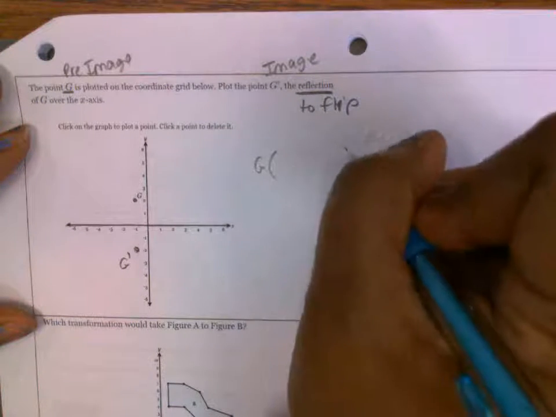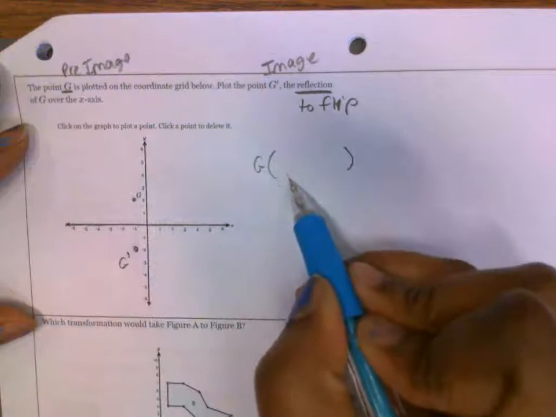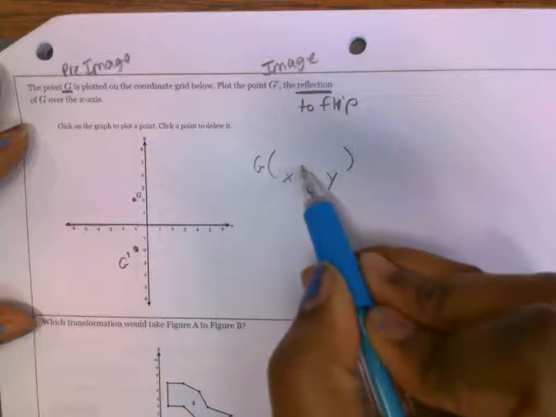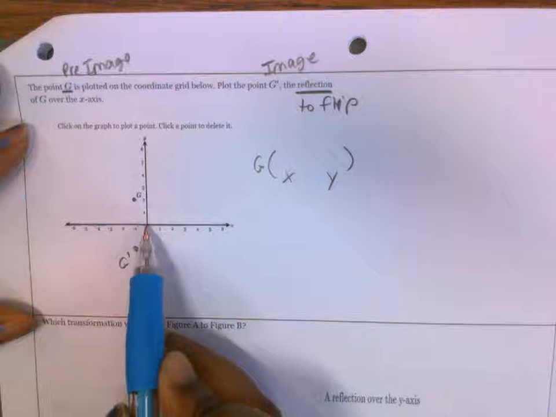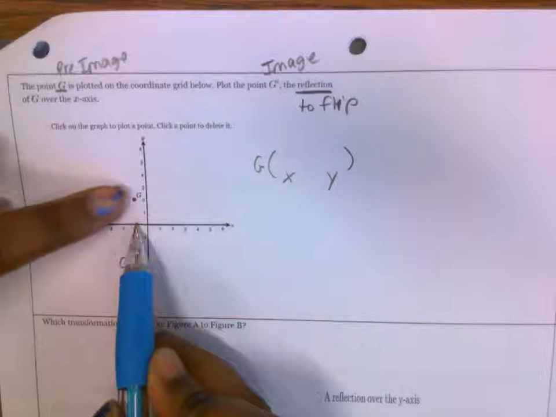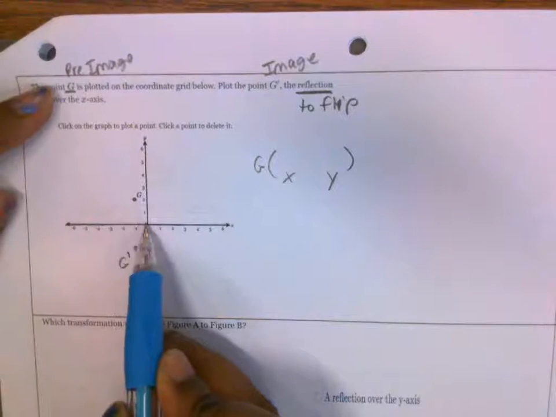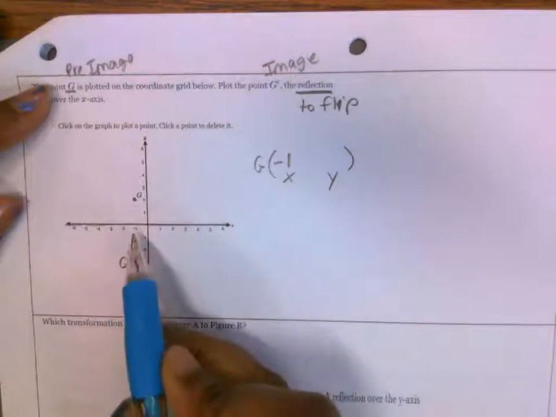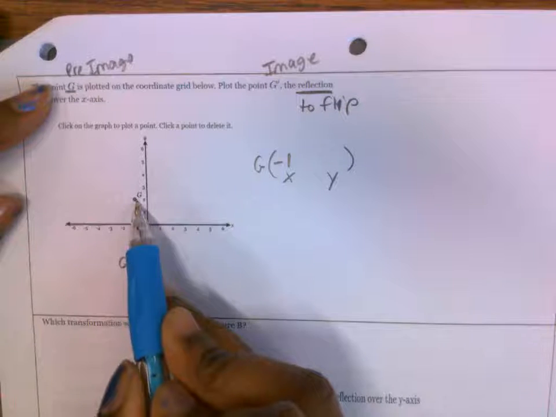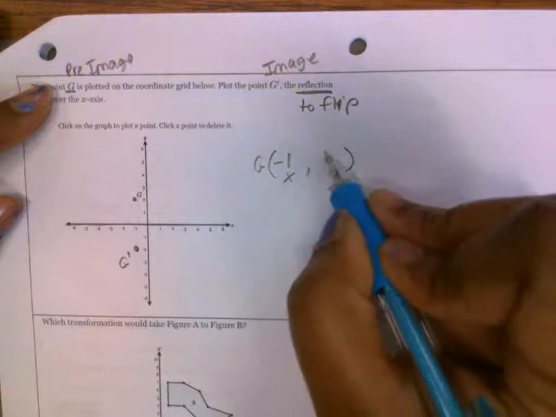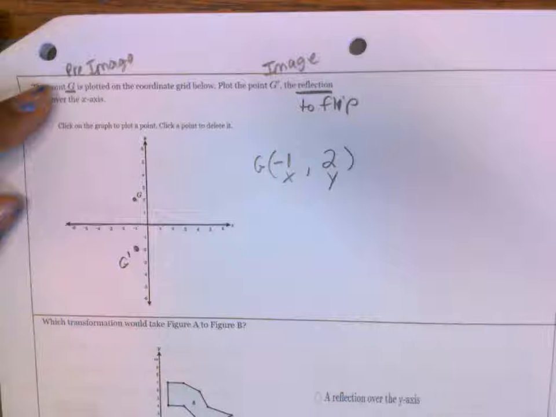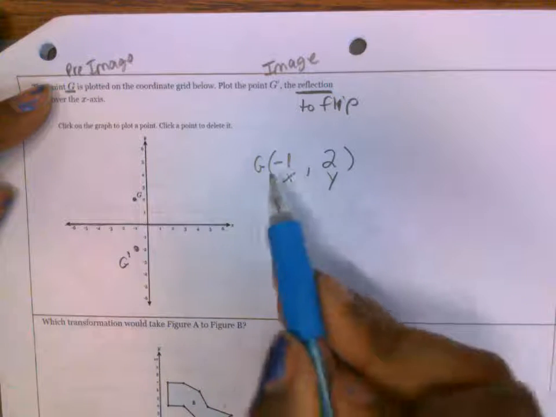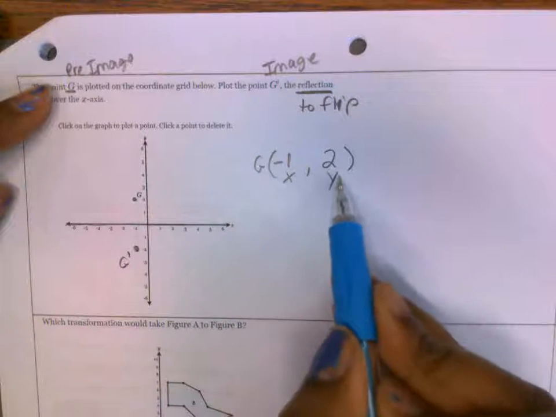For the pre-image G, you have to have an X coordinate and a Y coordinate. I start at the origin and I go to the left 1 time to get to G. So this is going to be a -1 for my X coordinate. I go up 2 to get to G. So my Y is going to be a +2. So this is going to be my ordered pair for G.